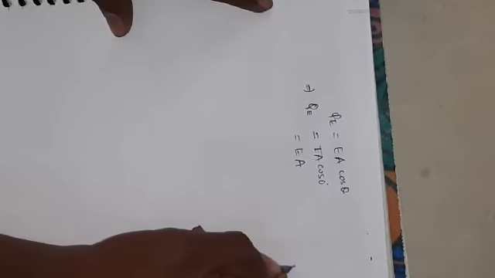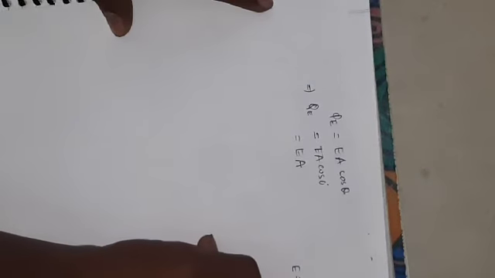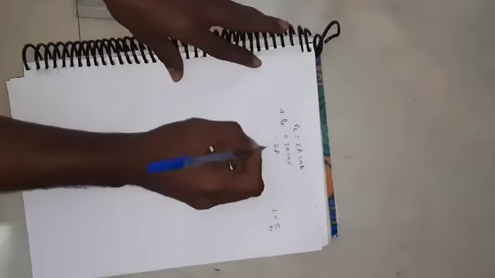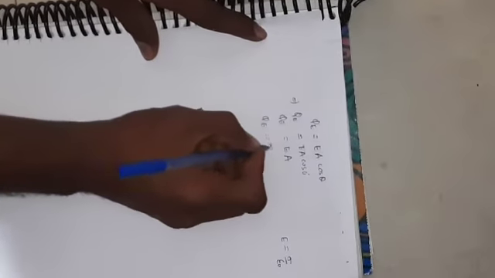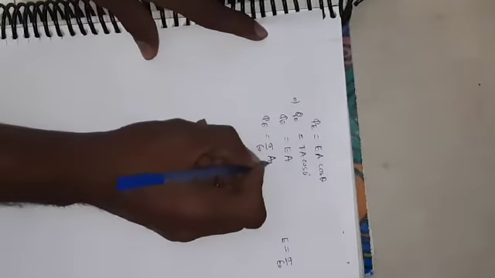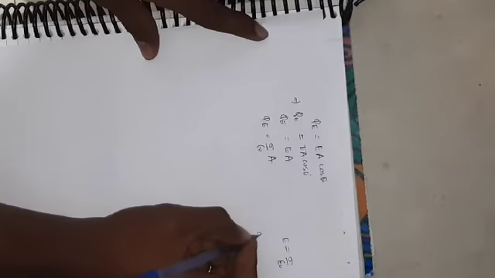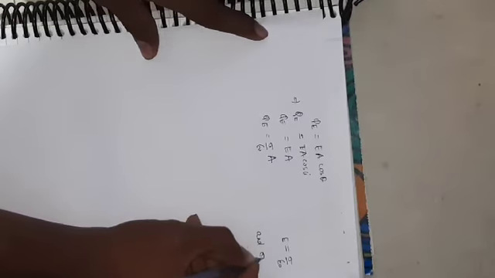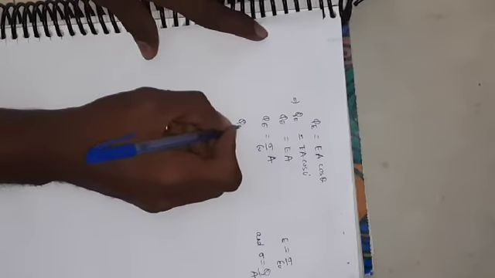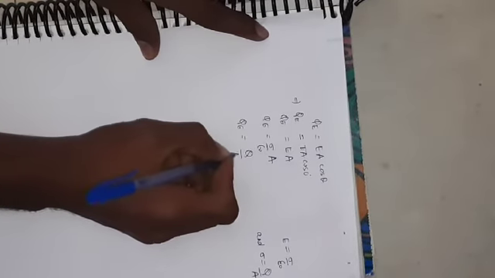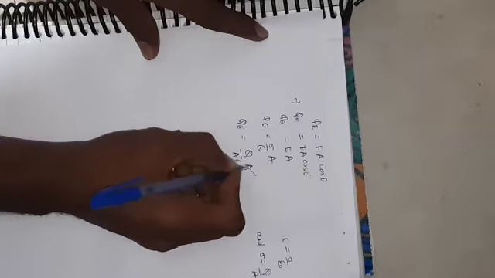Since we know that between the plates of the capacitor, the value of the electric field is equal to sigma by epsilon 0, now we can substitute: phi E is equal to sigma by epsilon 0 times A. And again we know sigma is equal to Q by A. Substituting here, phi E is equal to Q by A epsilon 0 times A. A will get cancelled.